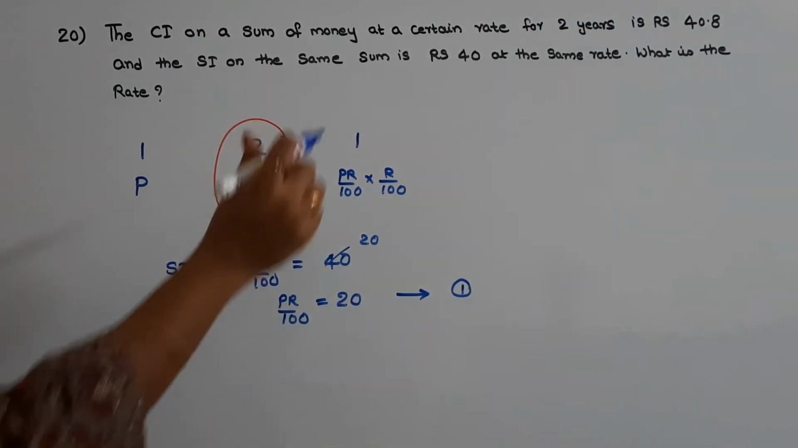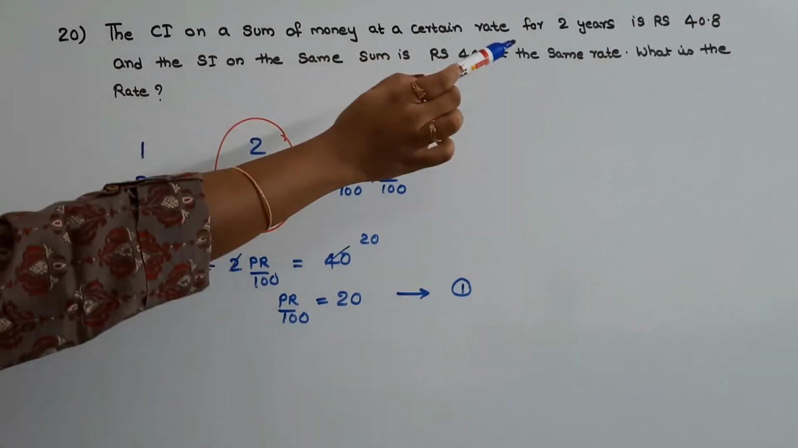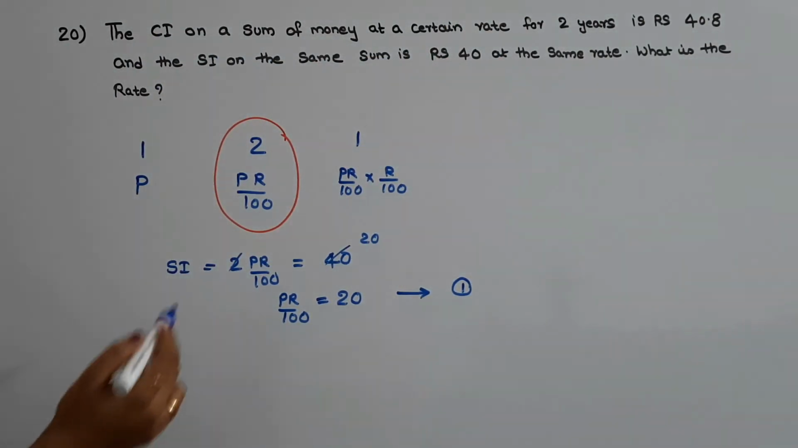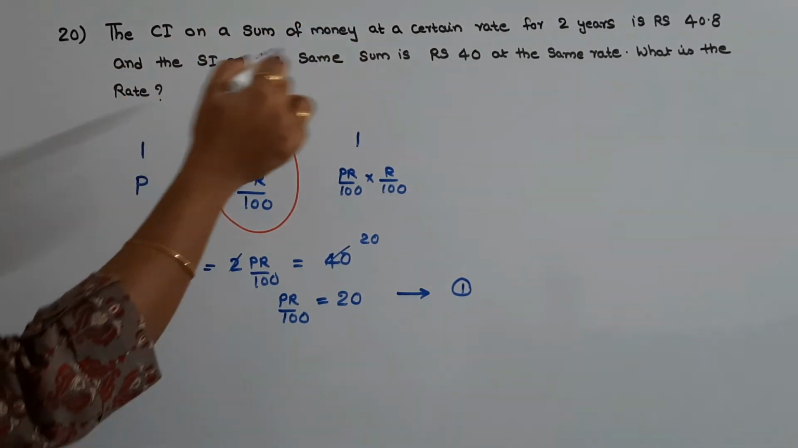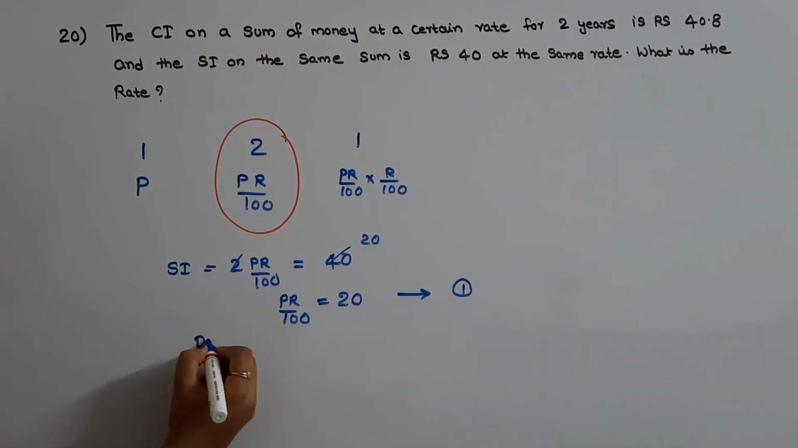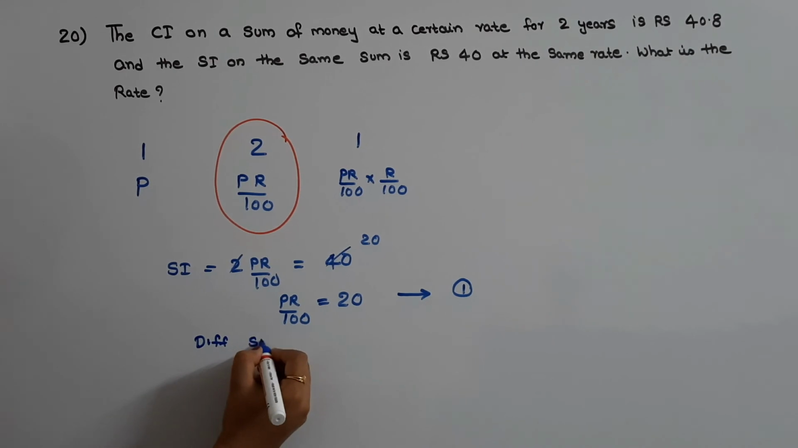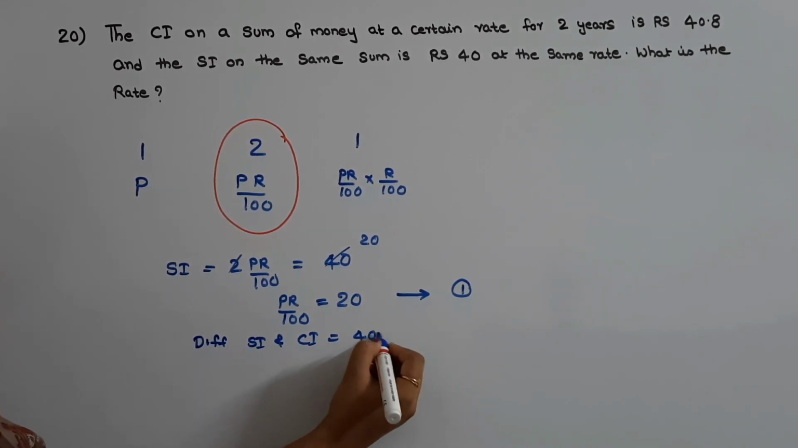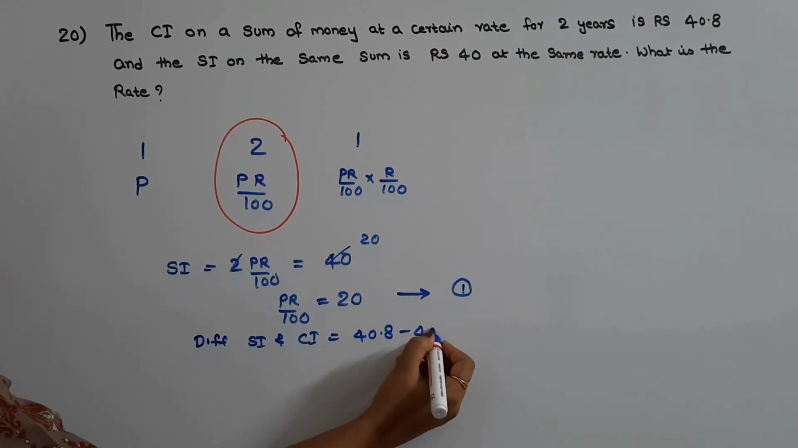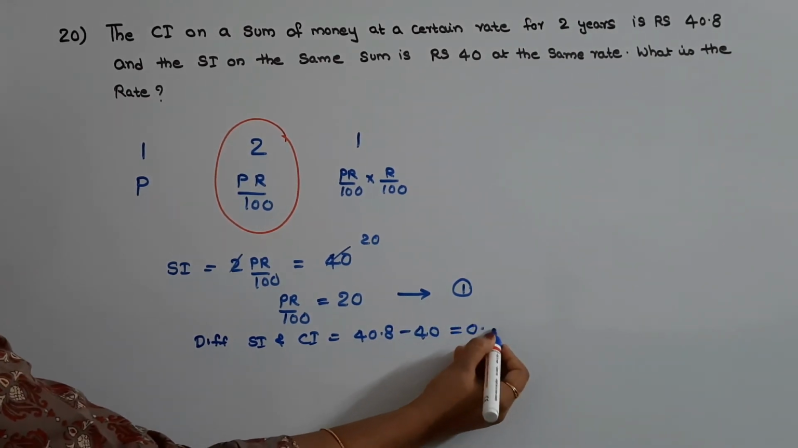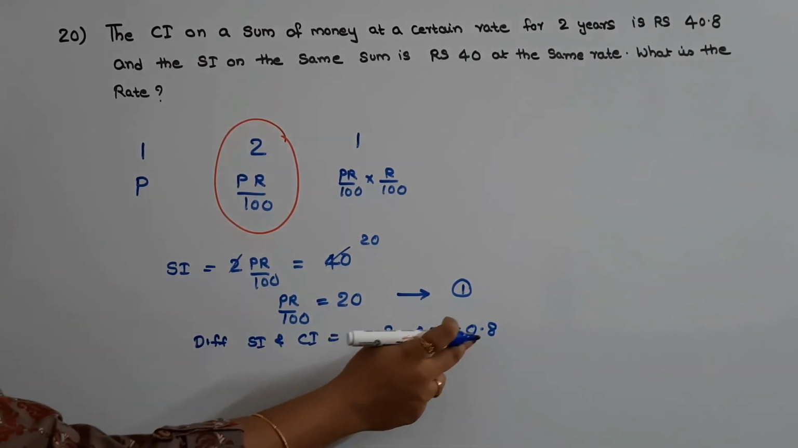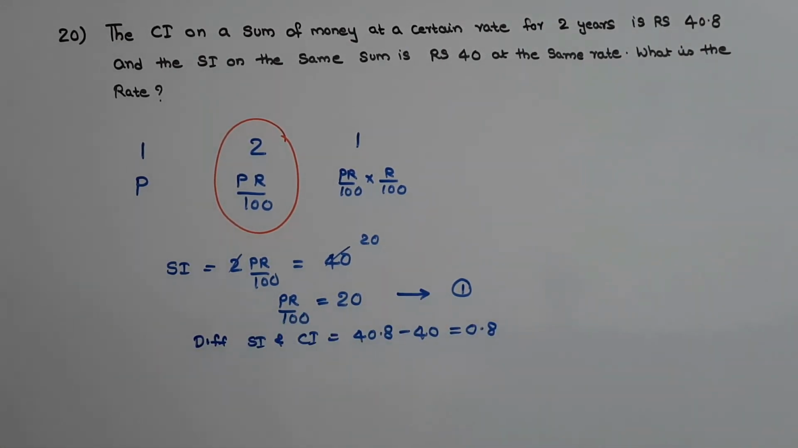Now in the question, the compound interest is given as 40.8 and the simple interest is given as 40. So what will be the difference between simple interest and compound interest? The difference is 40.8 minus 40, that is equal to 0.8. So we also know the difference between simple interest and compound interest as 0.8.